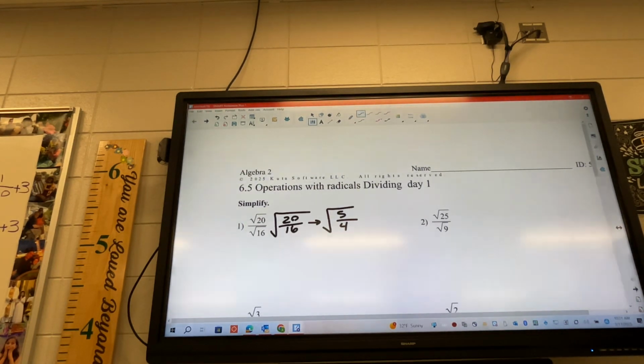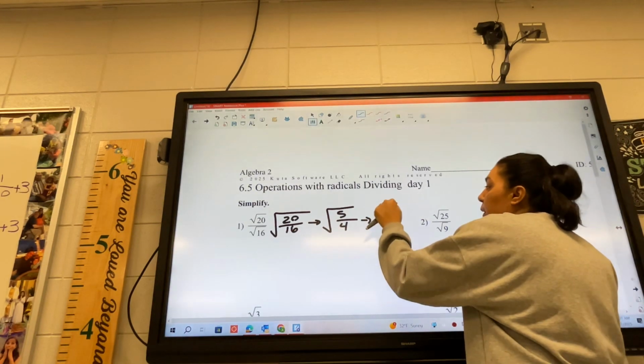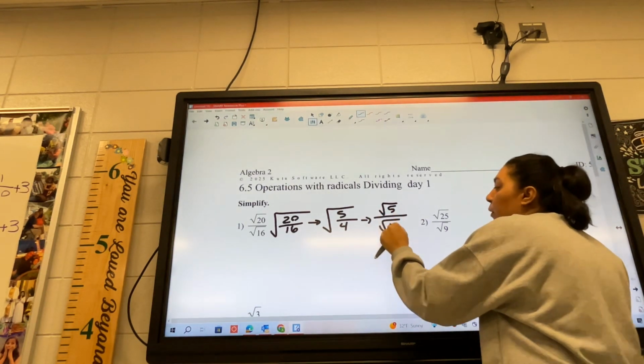Okay, so then at that point, you're going to go back to what we originally had. And again, I'm doing this a really slow way so you can see this step by step, okay? Well, now we can go back to 2 separate ones. So we're going to go back to square root of 5, square root of 4.